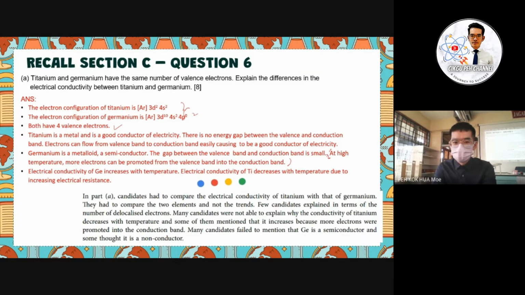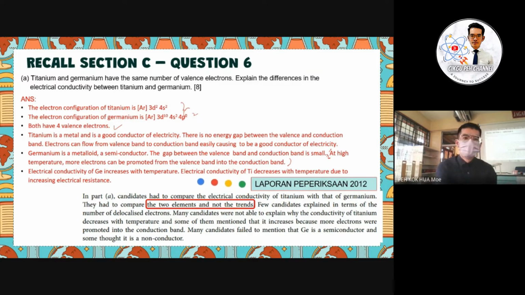So you can look at the common mistakes made by students in 2012. Firstly, students did not compare the two elements; they compared overall. In our notes, the info actually discusses the trend, so you have to change the info into a discussion comparing the two elements.